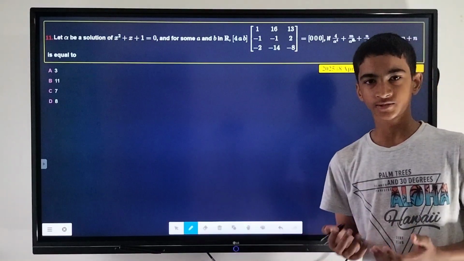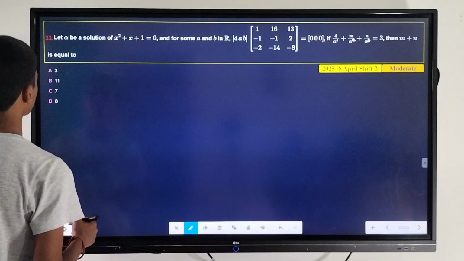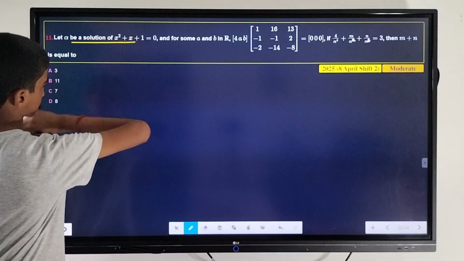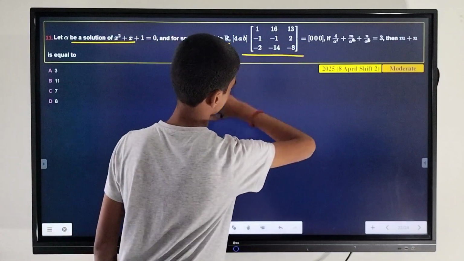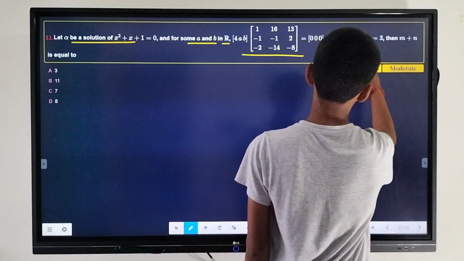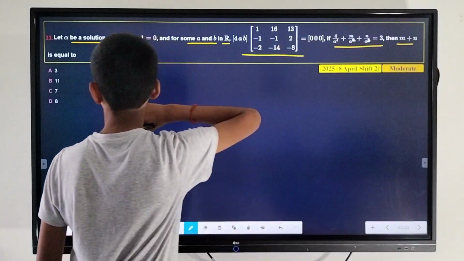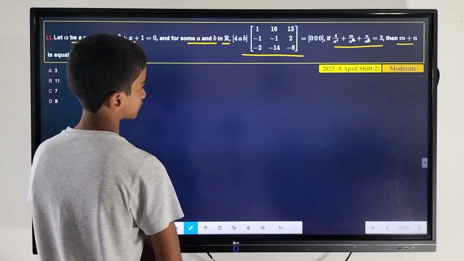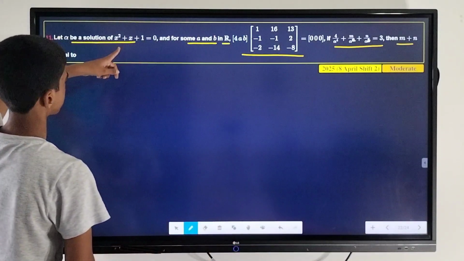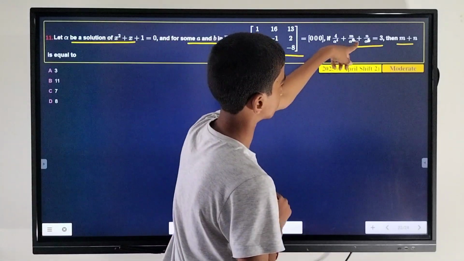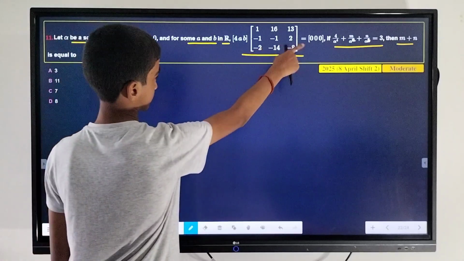Here is our next question now. This time our question says let alpha be a solution of this equation, and for some a and b in R we have this equation. If again we have an equation between m and n, then m plus n is equal to. So first we need to find a and b from this, and using the values of alpha and a and b we can find m and n. So let's solve this first.